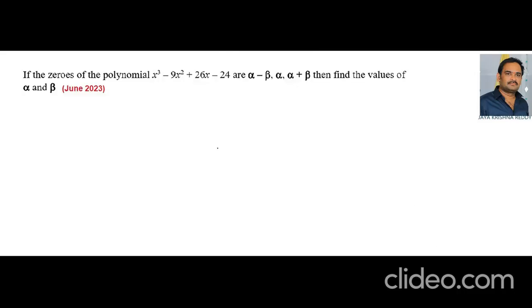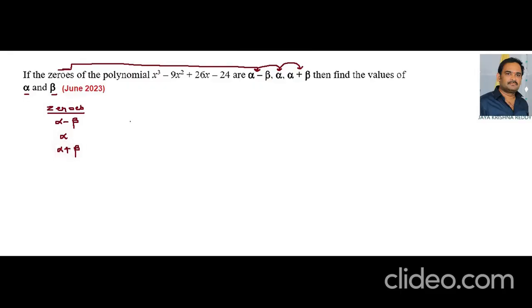In previous SSC public examinations, one question is given like this: if the zeros of the cubic polynomial x cube minus 9x square plus 26x minus 24 are alpha minus beta, alpha and alpha plus beta, then find the values of alpha and beta.